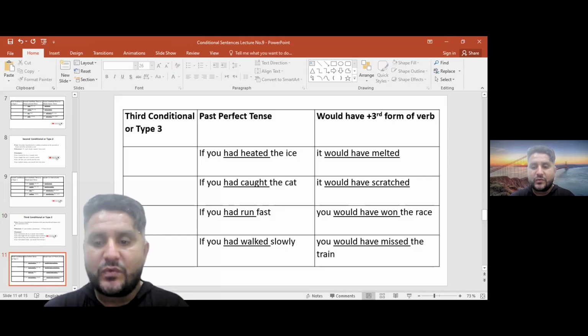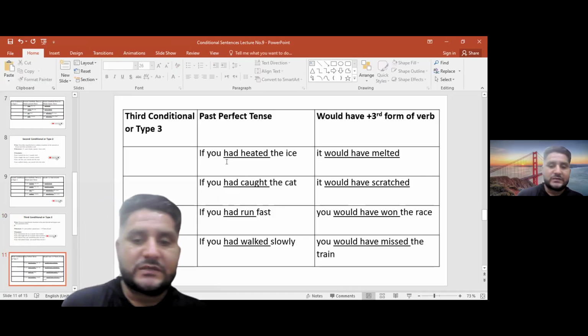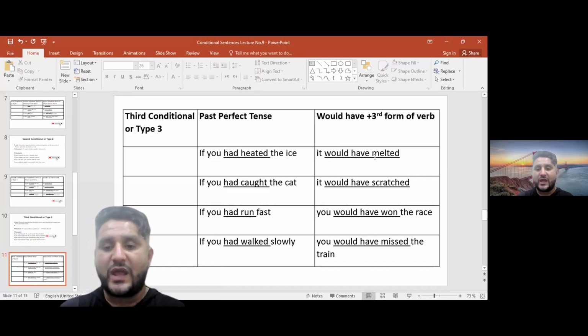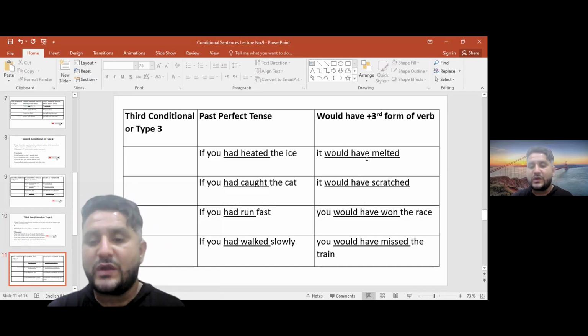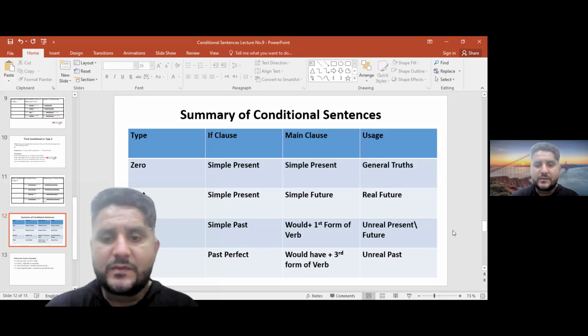So let's have an overview. If you had heated the ice, it would have melted. If you had caught the cat, it would have scratched. If you had run fast, you would have won the race. If you had walked slowly, you would have missed the train. Now, the underlined verb conjugation refers to had heated, had caught, had run, had walked: had plus third form of verb. All these forms refer to the past perfect tense. And in the next clause, would have melted, would have scratched, would have won, and would have missed, the verb conjugation is not a specific tense, rather it's would have plus third form of verb.